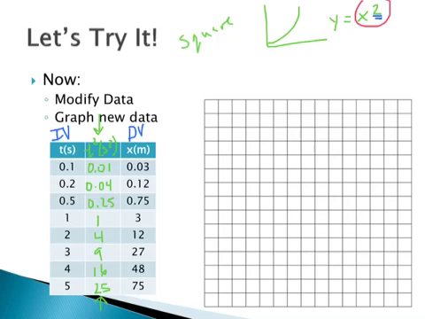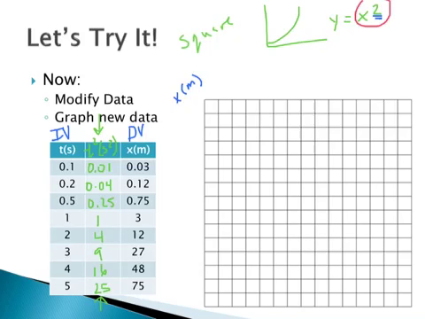And now what I'm going to do is graph my new data. Okay, again following the rules of graphing. Now, I have not changed my dependent variable, so my dependent variable x in meters still stays on the y-axis.